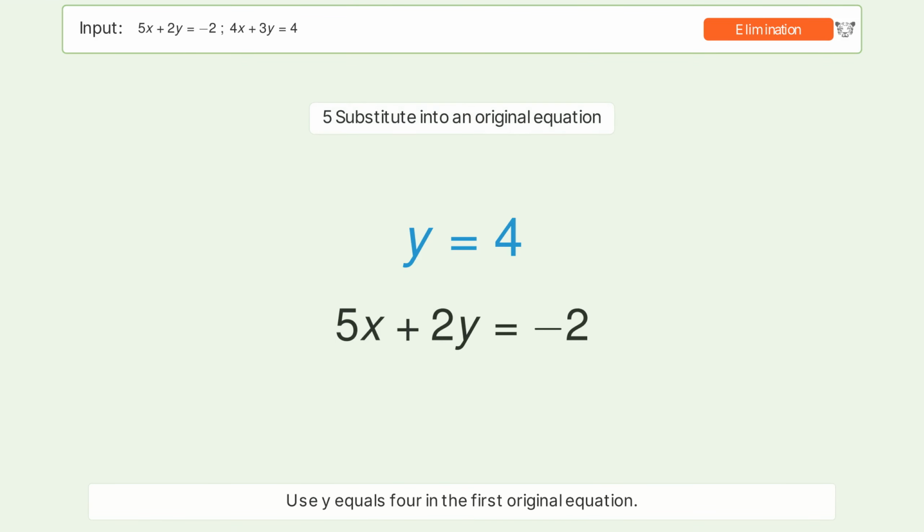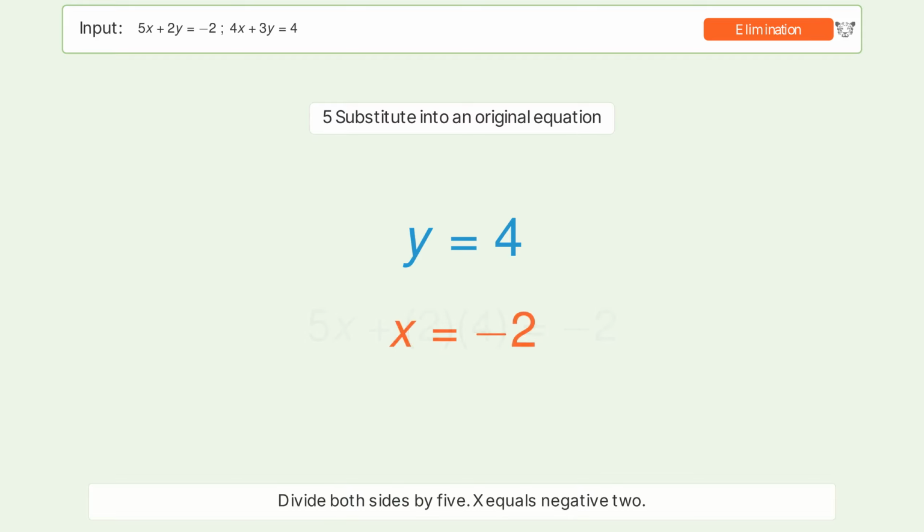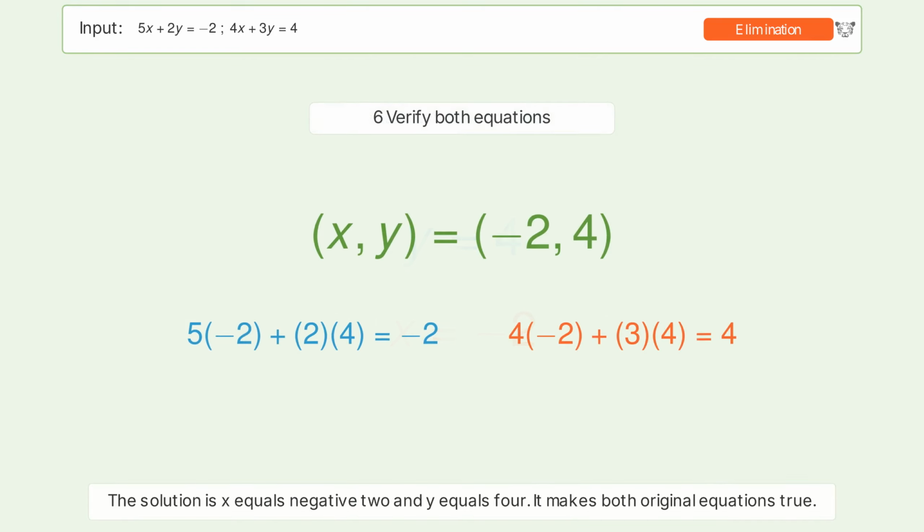Use y equals 4 in the first original equation. Replace y with 4. The remaining x term equals negative 10. Divide both sides by 5. X equals negative 2. The solution is x equals negative 2 and y equals 4. It makes both original equations true.